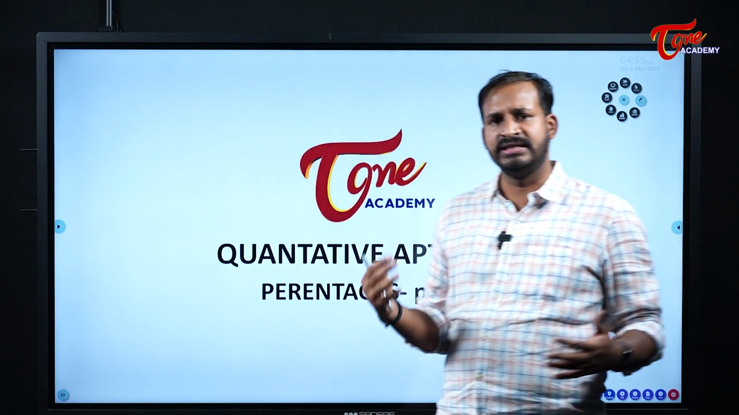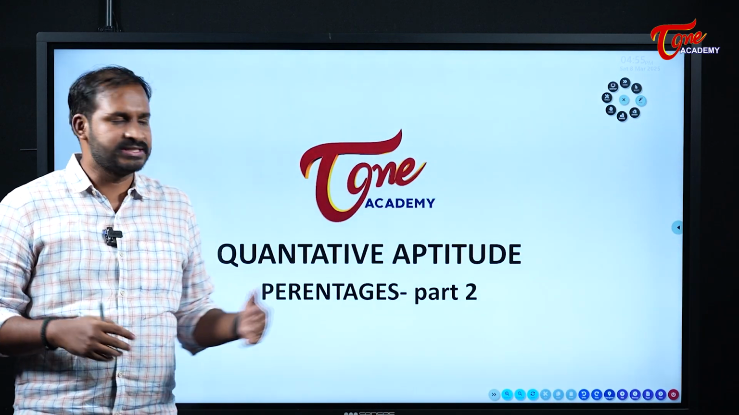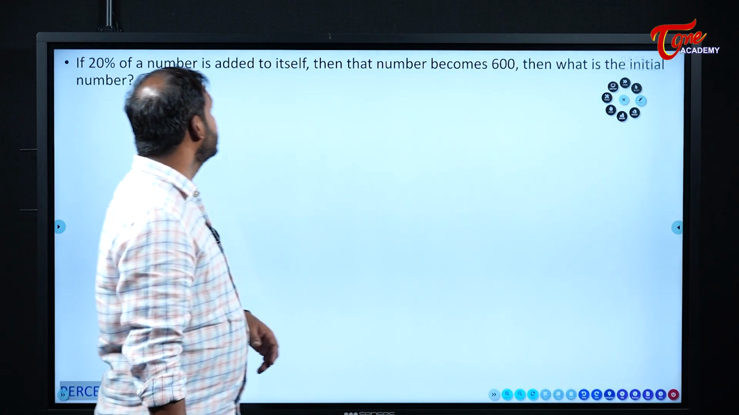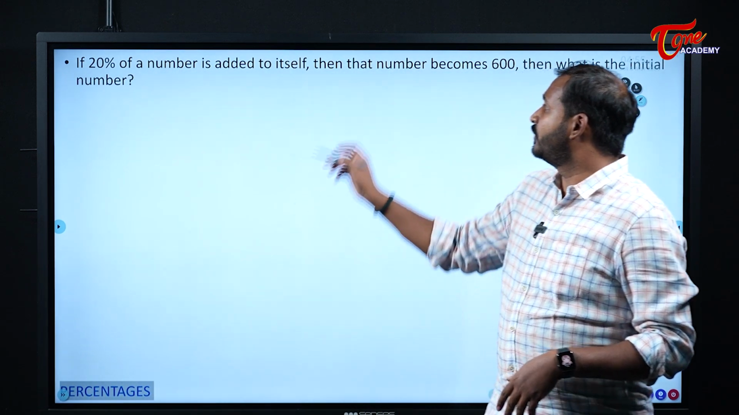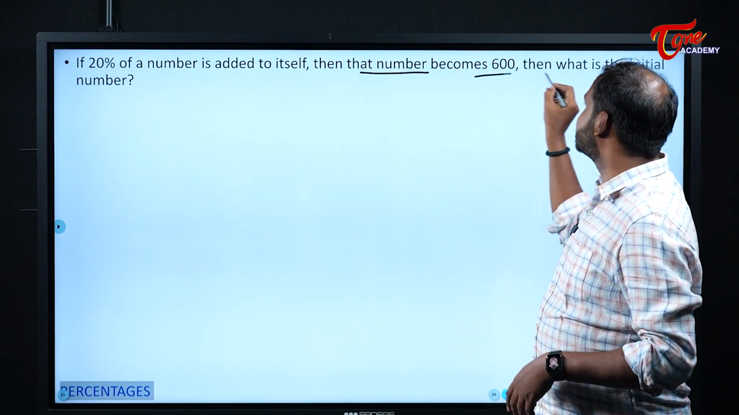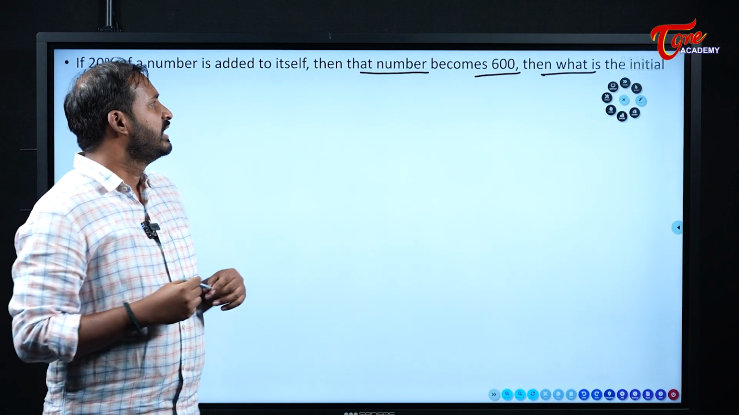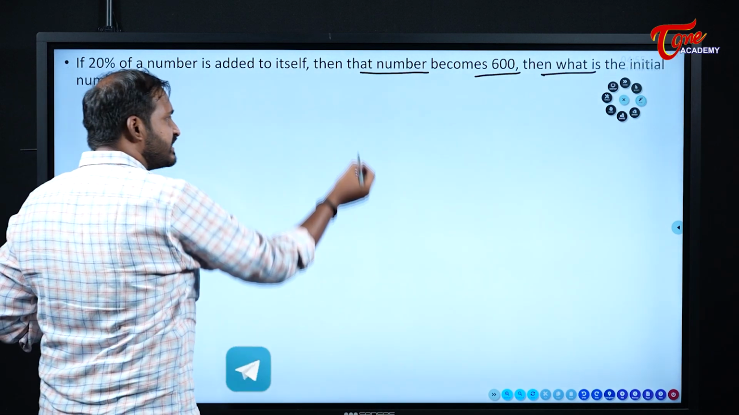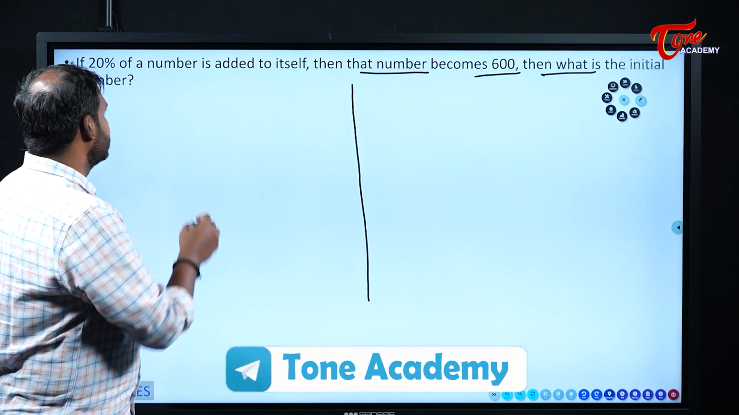So now we will see in this session some problems based on those concepts, and then later we will see the remaining things. Now, see here, if 20% of a number is added to itself, then that number becomes 600. Then what is the initial number? Now what they are telling us is 20% of a number is added to the number itself, right? We will see the traditional method and our shortcut method both simultaneously. We will see what is the advantage.